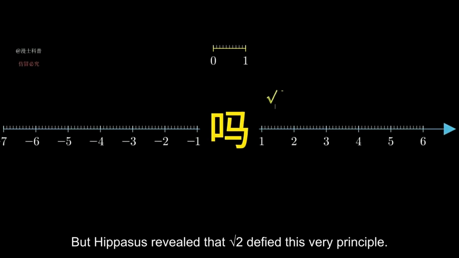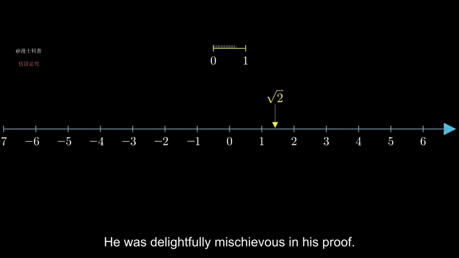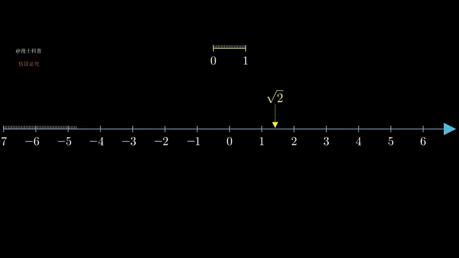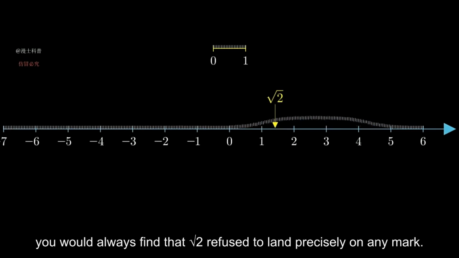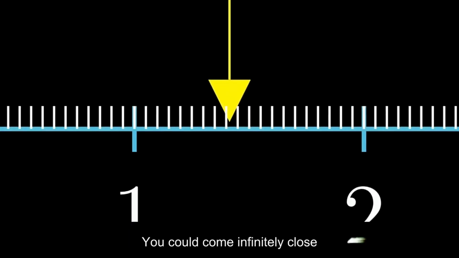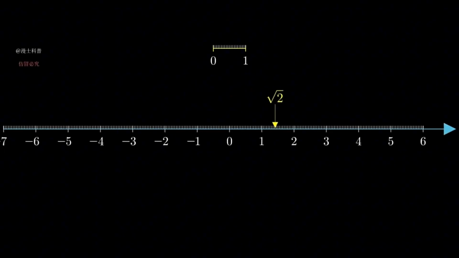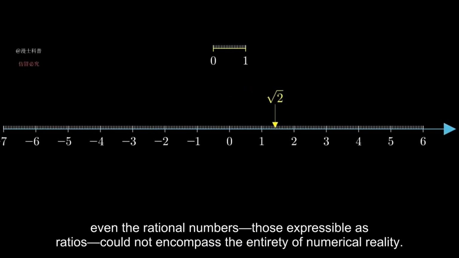But Hippasus revealed that this very principle could be defied, and he was delightfully mischievous in his proof. No matter how finely, how densely you divided the scale, you would always find that it refuses to land precisely on any mark. You could come infinitely close, yet never quite reach it. Thus, even the rational numbers, those expressible as ratios, could not encompass the entirety of numerical reality.